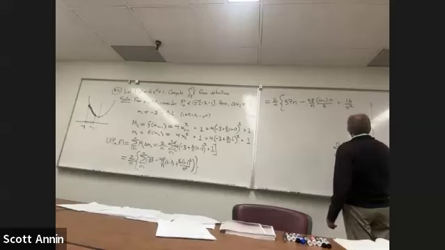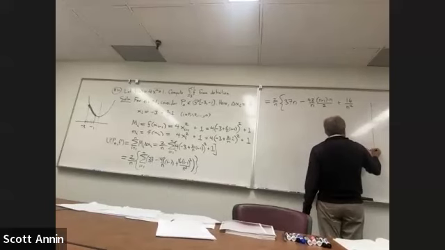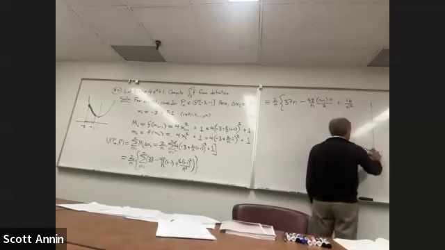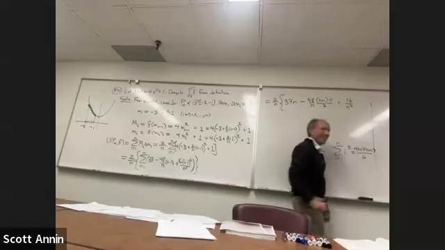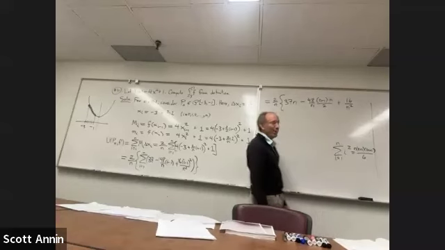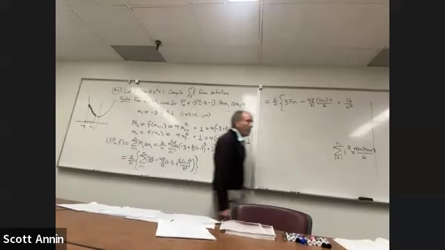Sorry, this should be n times n plus 1 times 2n plus 1 all over 6. You know what? I'm going to give you that formula. You don't need to memorize it. That's just not something you need to memorize.